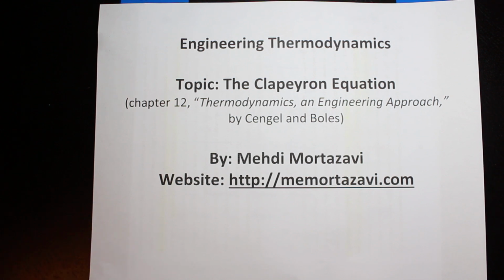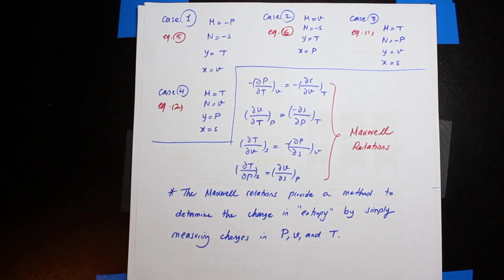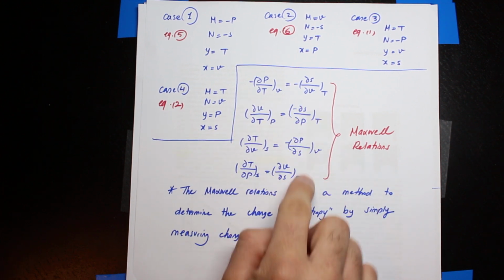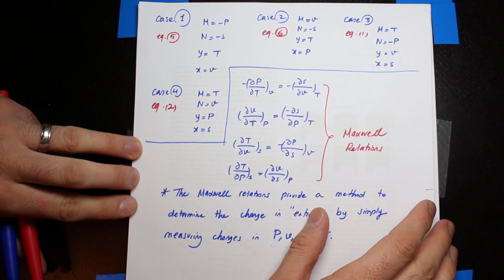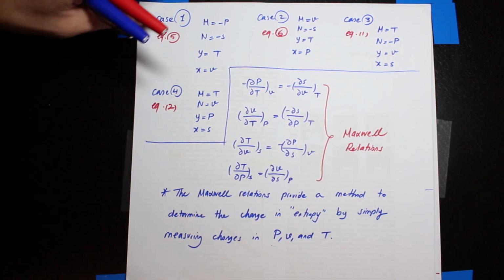So today I'm going to talk about the Clapeyron equation. Basically, in the Clapeyron equation, we are utilizing one of the Maxwell relations that we discussed earlier. So we had four Maxwell relations. We discussed that in a previous video. And today I'm going to work on the first equation that we had in Maxwell relations.